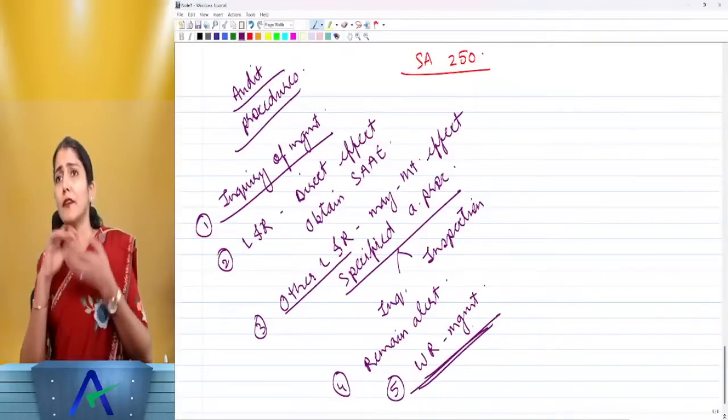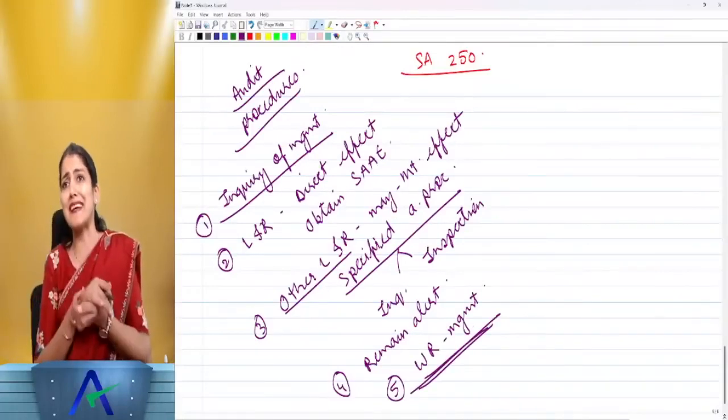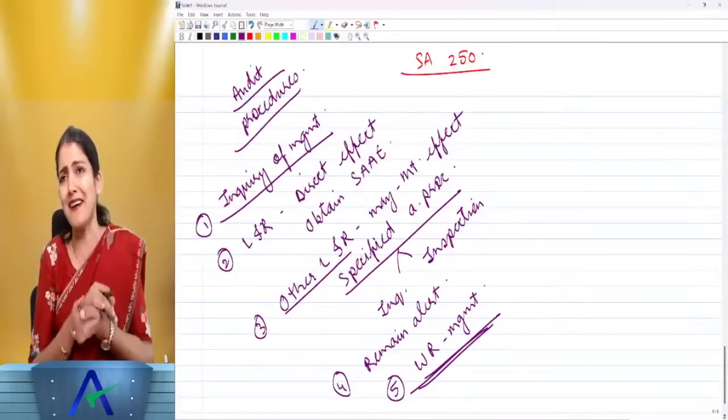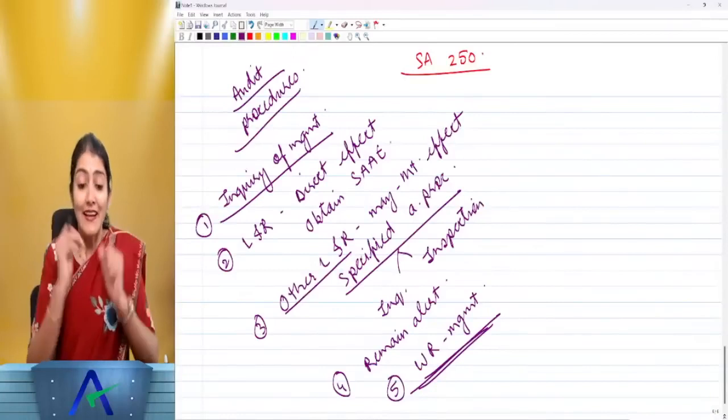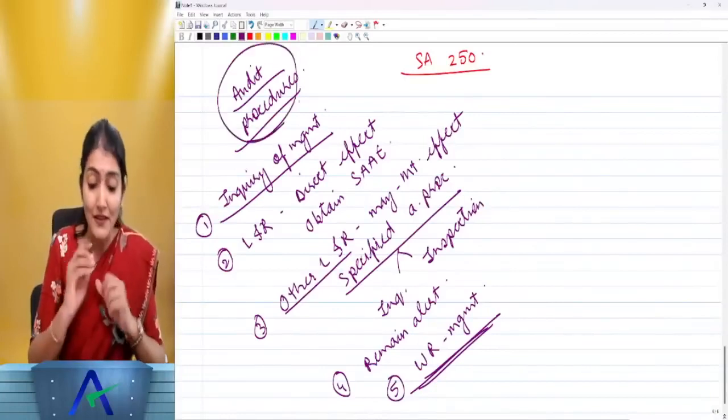So one student is continuously asking, kitne time tak chalega ye revision? Right, so around 2.5 hours is what I have planned for, but let's see how it proceeds further. Okay, right. So anyways, yes, have you understood this?